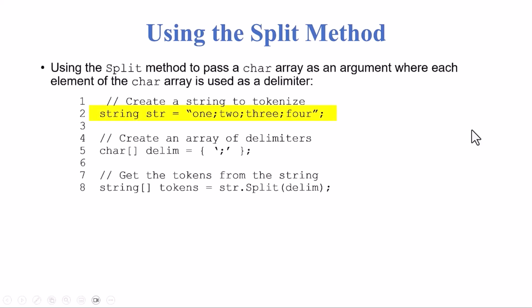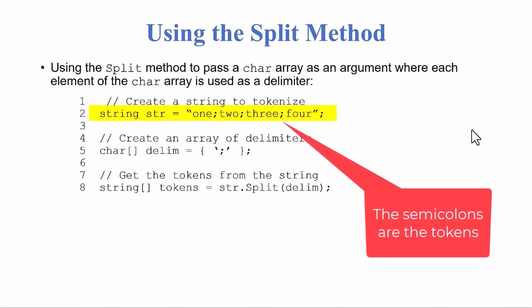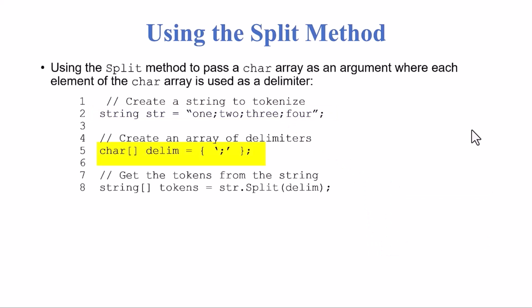In the first line, we're going to create a string to tokenize. We're setting up a string that is going to be 1, 2, 3, 4. Notice that 1, 2, 3, and 4 are separated by semicolons. We'd like to pull those out, because if we read that string in right now, that string just has 1 semicolon 2, semicolon 3, semicolon 4 in it. We'd like to parse that out and grab 1, 2, 3, and 4. And we do that by creating an array of delimiters. So we set up a character array and we say the delimiter is going to be the semicolon. So that's what we're telling it right now.